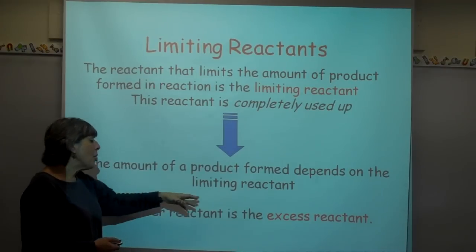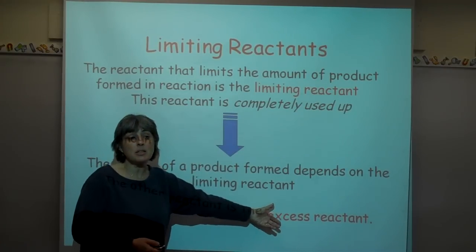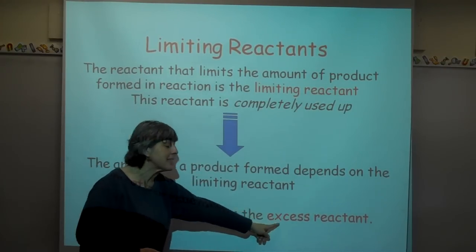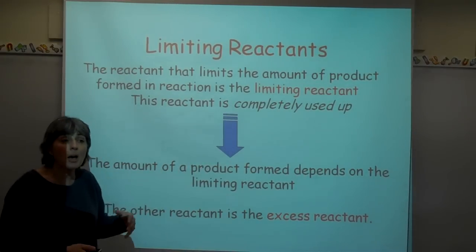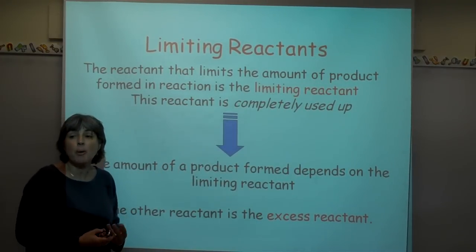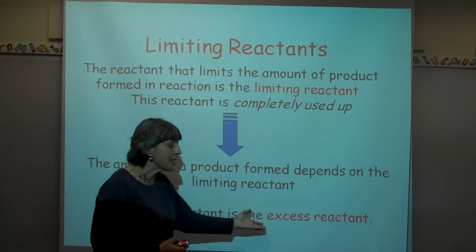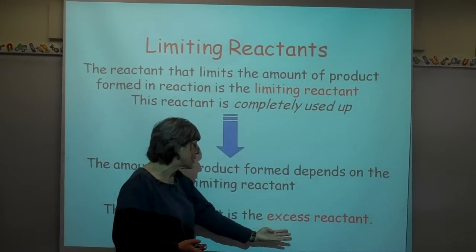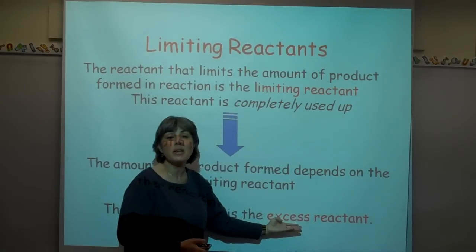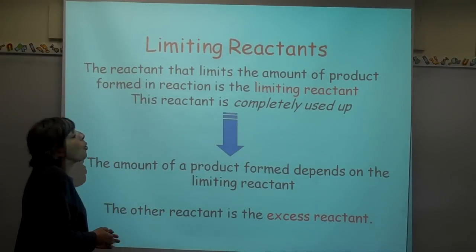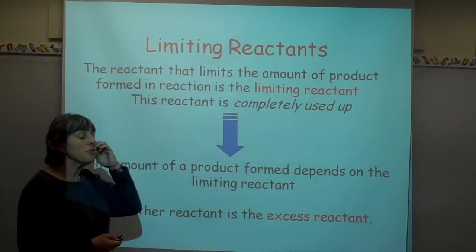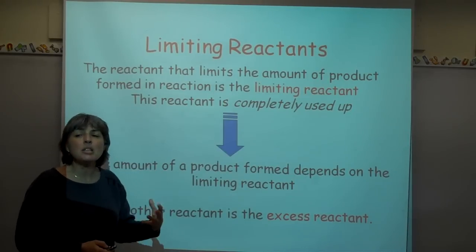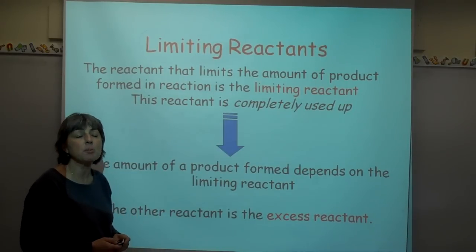So we call the other reactants, and it could be more than one, excess reactant, okay? Because it doesn't matter how much of it you have, whatever it is, it's going to be left over. So completely used up, limiting reactant; excess reactant is the one that's left over. Okay, so we have to use this in order to figure out what's the maximum amount of product that we could possibly get.